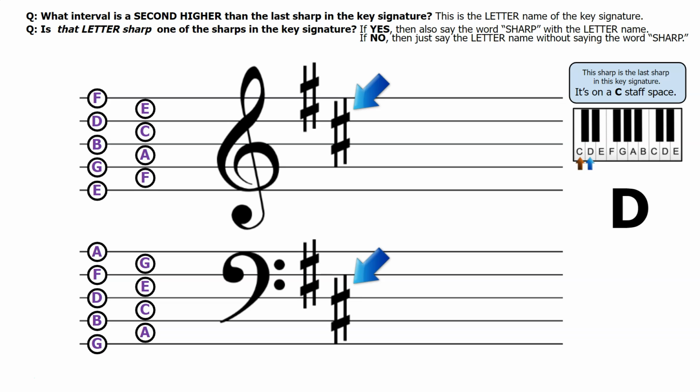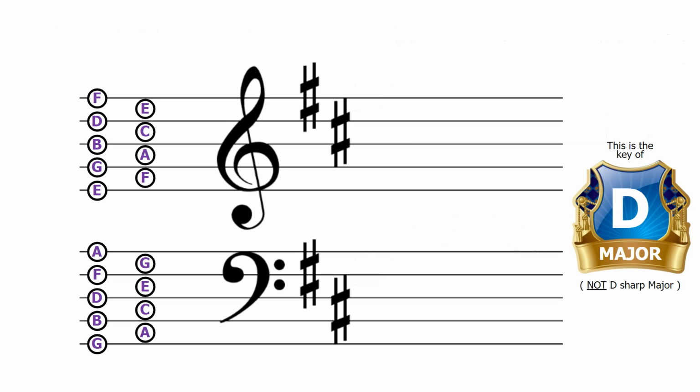So, do you see a D sharp anywhere? No. Unfortunately, in this case, we do not see a D sharp in the key signature anywhere. This means that we do not say the word sharp with this key signature either. So, everybody, this is the key of D major, not D sharp major.